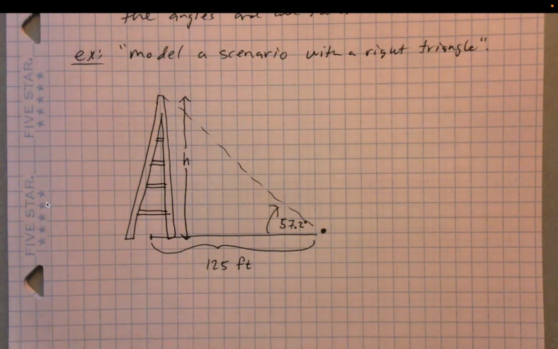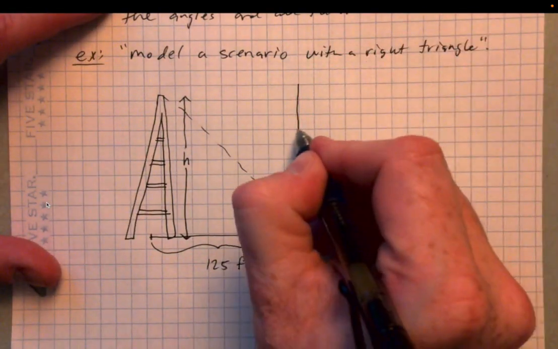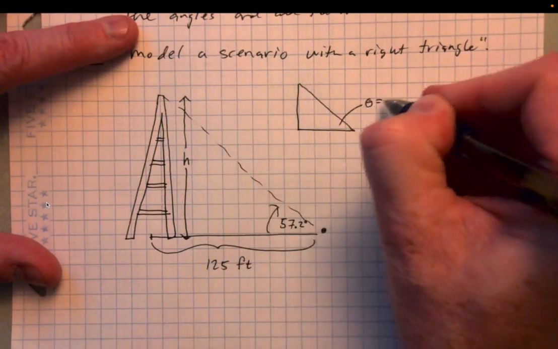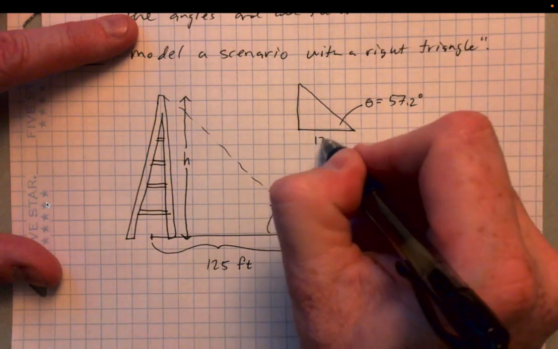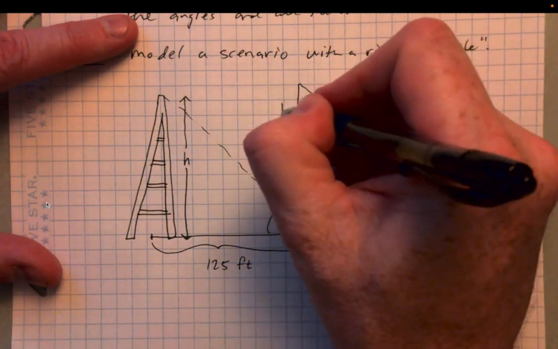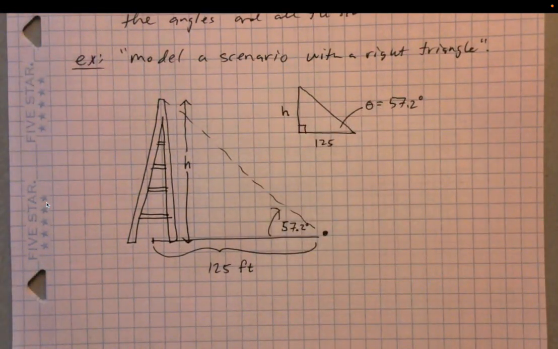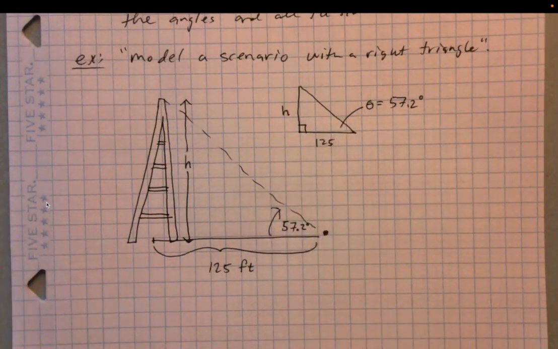And so just kind of looking at this, you can pretty clearly see that this could be easily modeled using a triangle, a right triangle. And so just to make sure we're perfectly clear, we've got theta equals 57.2 degrees. We've got 125 over here, and we've got h over here. And this is, of course, a 90-degree angle. And so the question is, can we figure out h if we know these other two items?